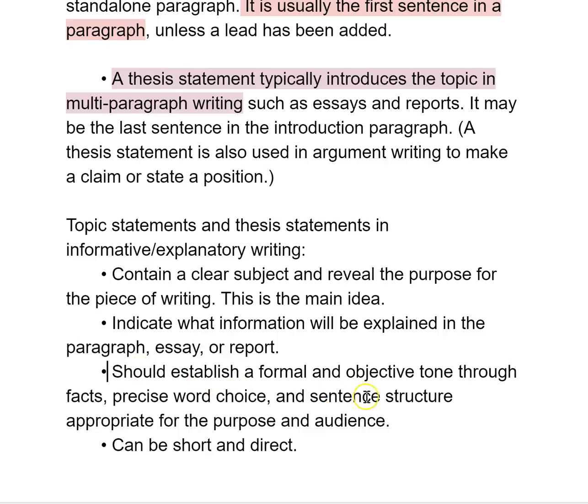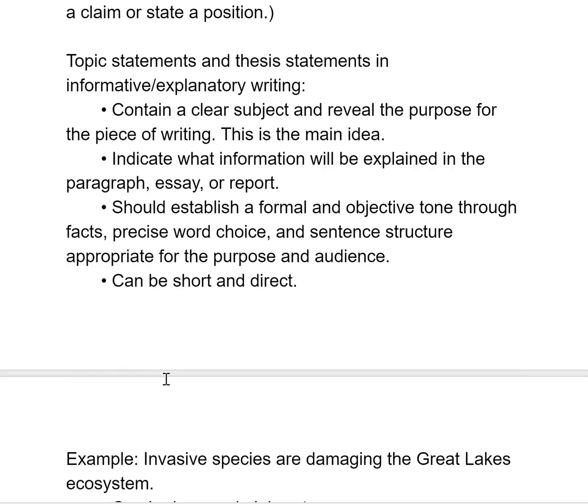And should establish a formal and objective tone through facts, precise word choice, and sentence structure appropriate for the purpose and audience. So basically what that means is in informative explanatory writing, we're not using any kind of slang. This is designed to inform or teach people about a particular subject. So you want to be precise, straightforward. You're not looking to have vast amounts of figurative language necessarily.